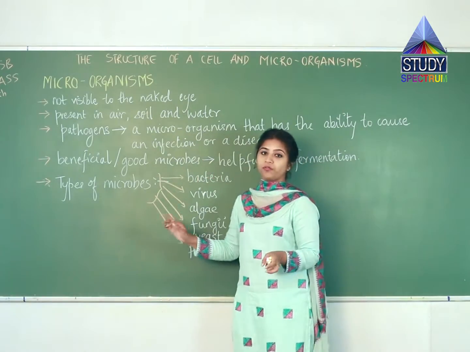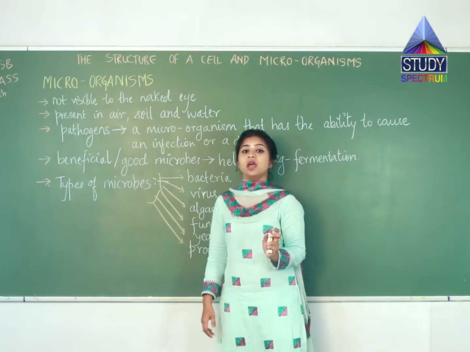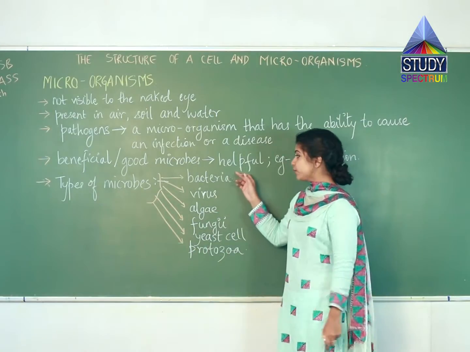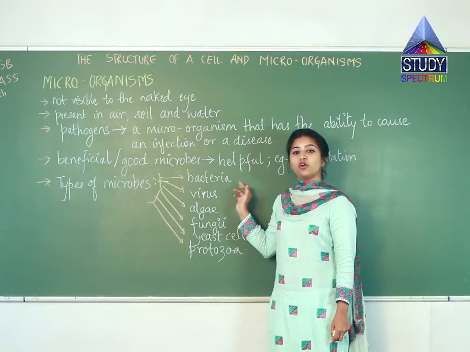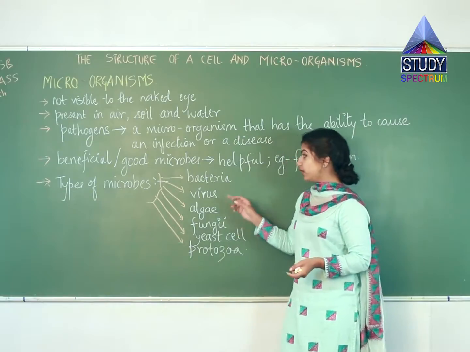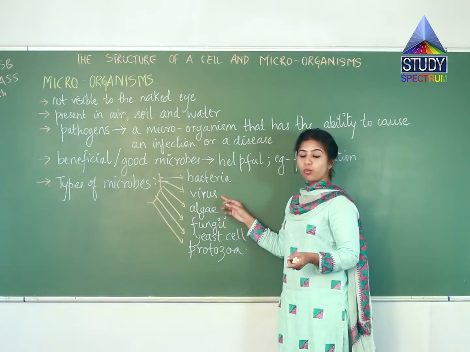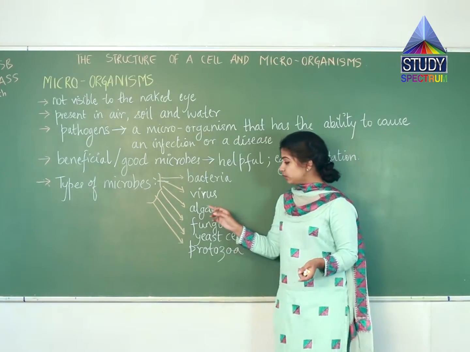So let's just move further to understand about the types of microorganisms. Now there are 6 types of microorganisms that range from bacteria. I explained to you that bacteria are of eukaryotic and prokaryotic origin. So bacteria is the first organism. The second organism is the virus. The third organism is the algae.